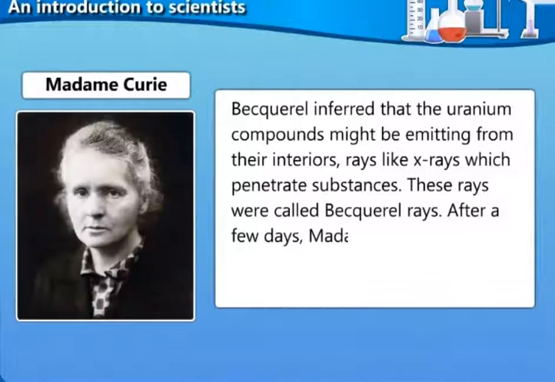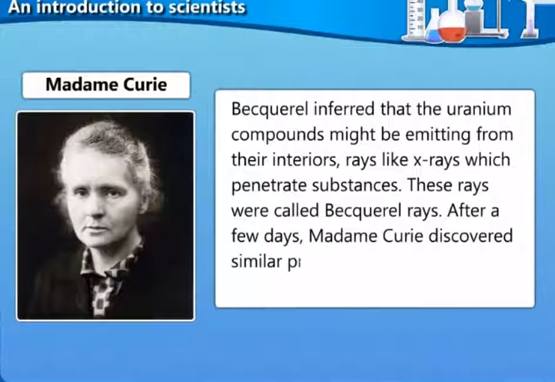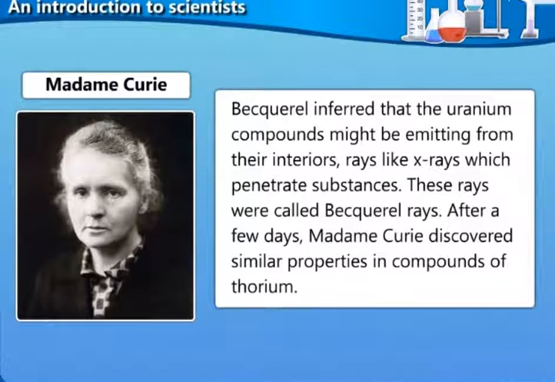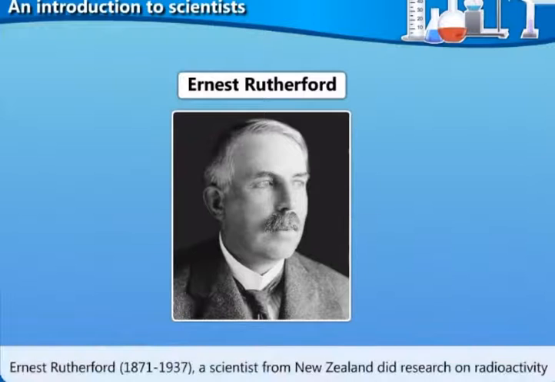After a few days, Madame Curie discovered similar properties in compounds of thorium. So you saw that this whole phenomenon of radioactivity was accidentally discovered by Henri Becquerel. He had put the uranium compound on a photographic plate, and there was a key there, and the image of the key was formed on the photographic plate due to the radiations.